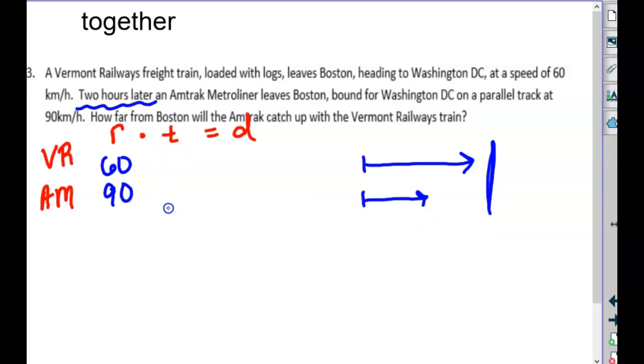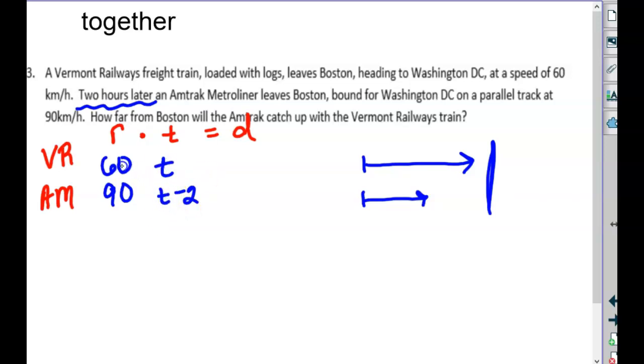Now we could use X and Y, but what could we just do since one is 2 hours later? Yeah, can we just say T? Can I just call that T? And this is 2 hours later, so that would be what? Yes? So if this one's on the road 6 hours, this one's only on the road 4, etc.